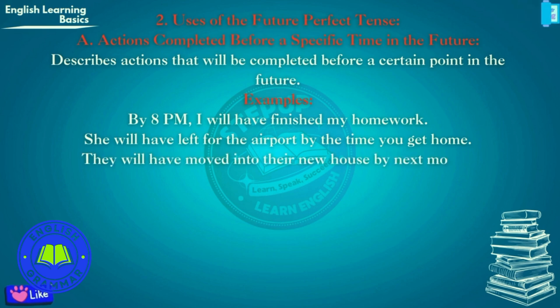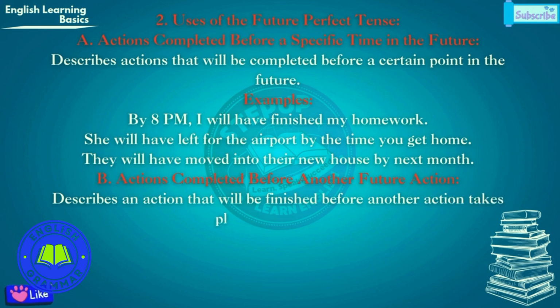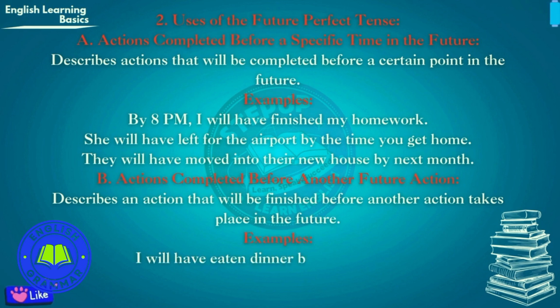B. Actions completed before another future action. This describes an action that will be finished before another action takes place in the future. Examples: I will have eaten dinner before they arrive. By the time you wake up, I will have left for work.